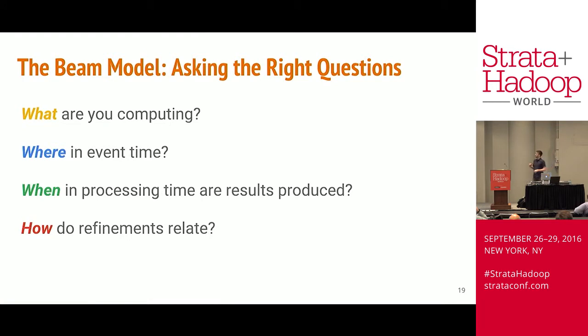So when you sit down to write a program like that in Beam, you don't think about the underlying service. You think about these four questions. First, you determine what you want to compute at a very high level. If you're adding up scores for users, you're going to be computing a sum. If you are trying to do some abuse detection, you're probably going to be computing a model of an abusive user.